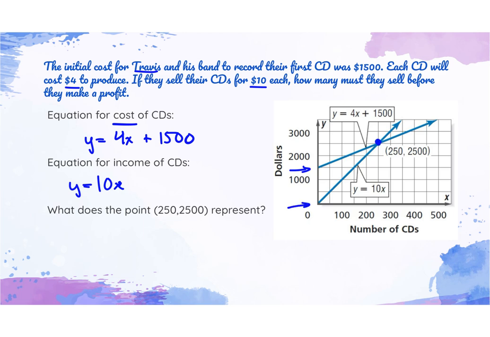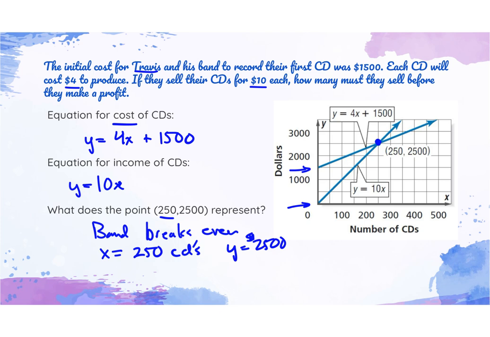So the 250 CDs and $2,500, that is where they cross, okay? And that is the point where the band breaks even. That is basically saying that is where they have sold enough CDs to start making money. Every CD after the 250th is going to be profit for them. So at 250 CDs, the band has made $2,500. So they have paid off their $1,500 debt, and they have made enough money to pay off every CD they've made. So that is where they start making money.